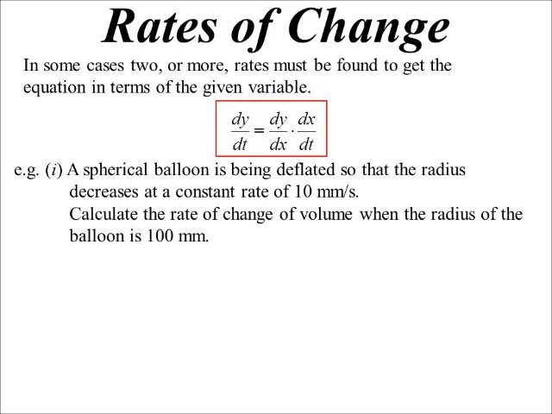The radius is decreasing at a constant rate of 10 millimetres per second. Calculate the rate of change of volume when the radius is 100 millimetres. Because if you think of deflating a balloon, the volume doesn't come out at a nice constant rate. All you've got to do is think of the sound. Imagine the sound. See, it gets quicker at the end.